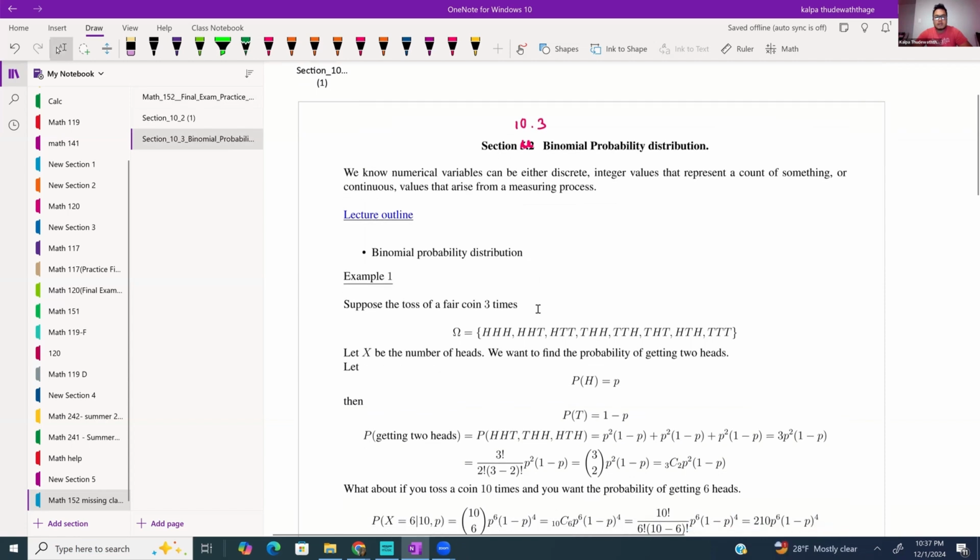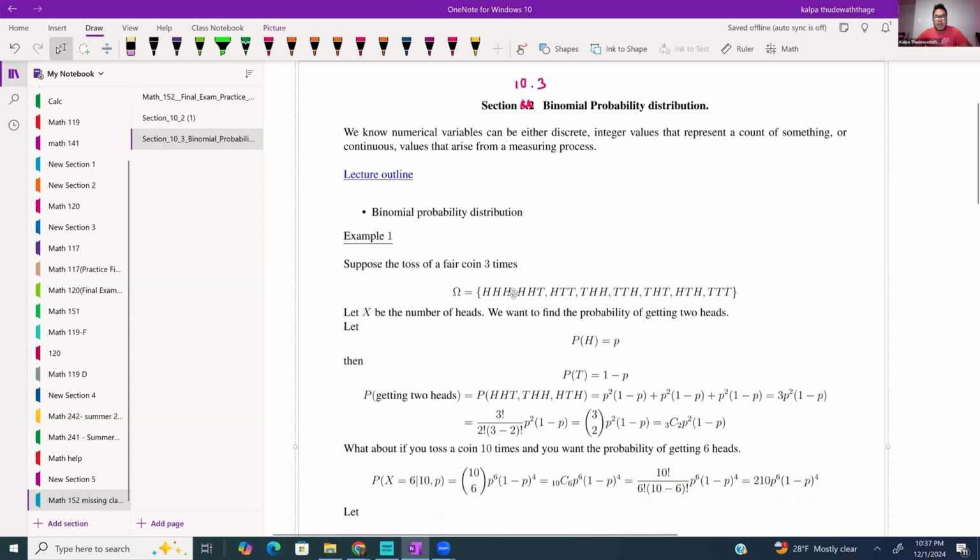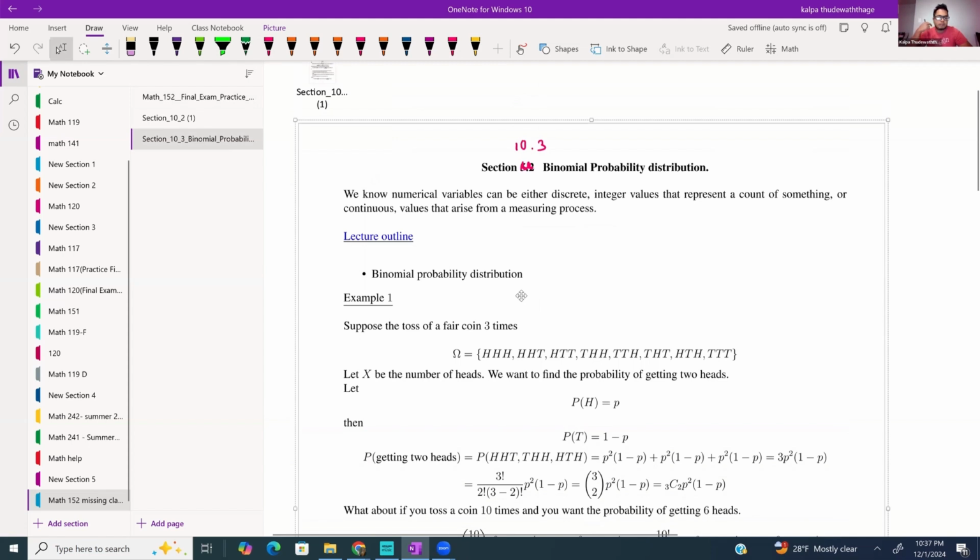Section 10.3, because I want to teach you some application of the combination idea. To teach you some probability distribution called the binomial probability distribution. Okay, that's my extra topic for you. I'm not going to put a test question or final exam question from this section.